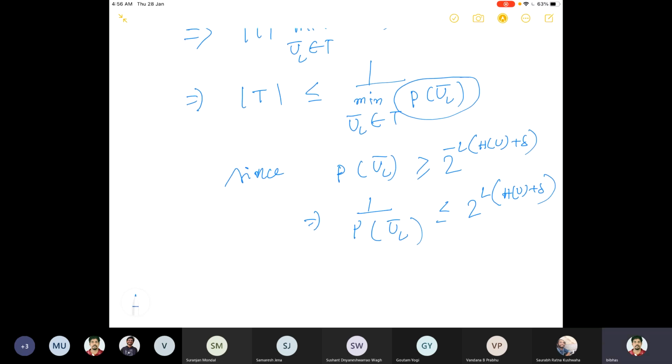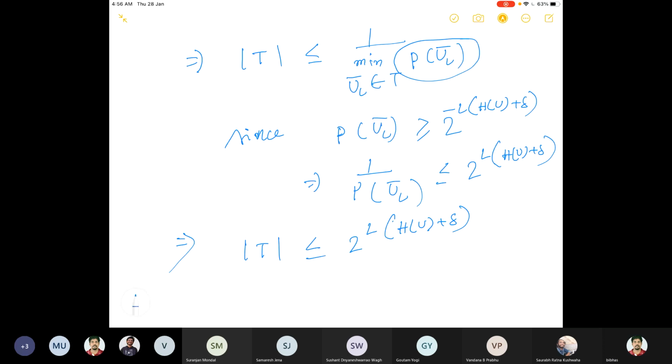So this implies that mod of T is less or equal to 2 to the power L (H(U) plus delta). Is that okay? Yes, sir. So the number of sequences, the number of elements of this set, is less or equal to this number, whatever this number be.